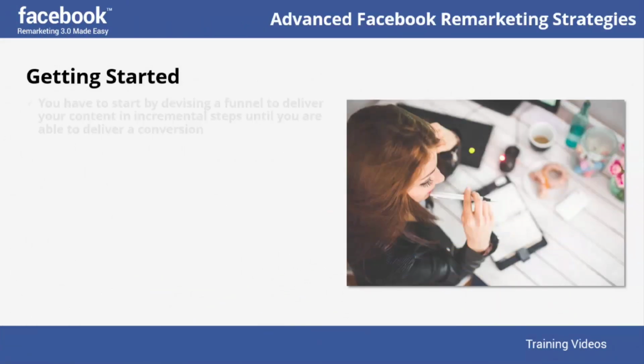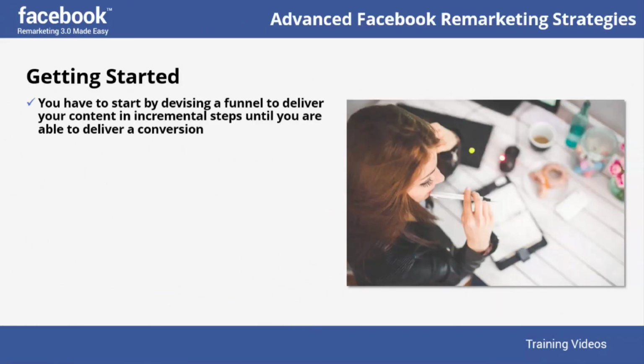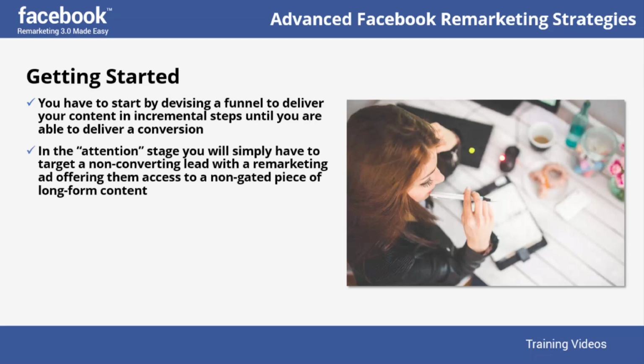Getting started. You have to start by devising a funnel to deliver your content in incremental steps until you are able to deliver a conversion. Normally, these funnels are separated into 3 stages: attention, consideration, and conversion. In the attention stage, you will simply have to target a non-converting lead with a remarketing ad offering them access to a non-gated piece of long-form content, which you can do with a clickable single image or single video Facebook ad. This will capture the attention of your non-converting lead with brand recall.